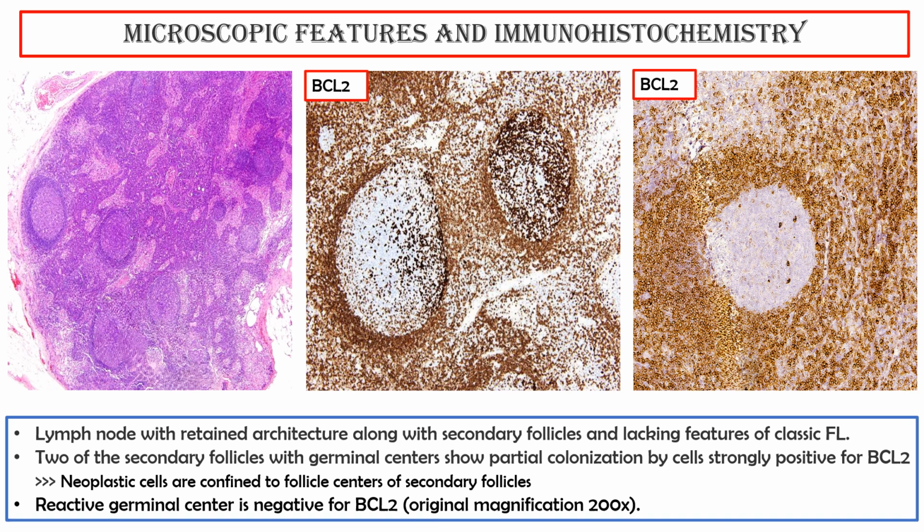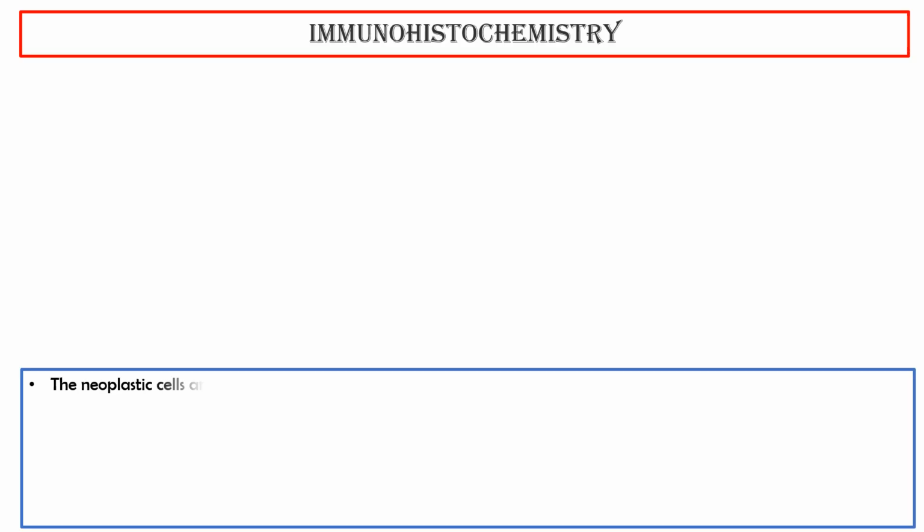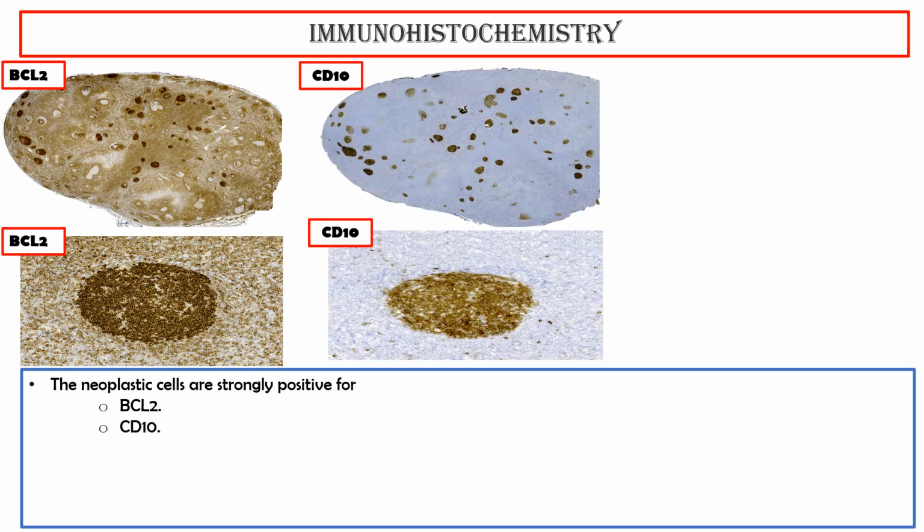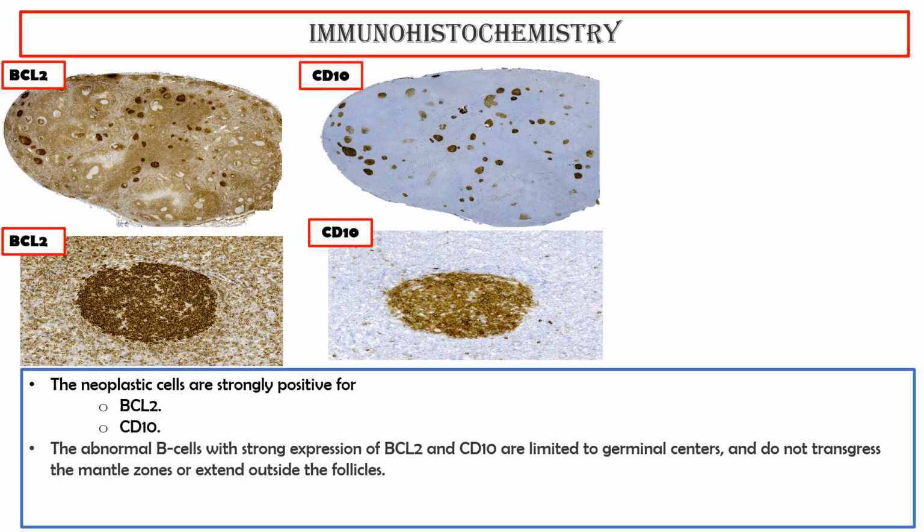Reactive germinal center is negative for BCL2. The neoplastic cells are strongly positive for BCL2, CD10. The abnormal B cells with strong expression of BCL2 and CD10 are limited to germinal centers and do not transgress the mantle zones or extend outside the follicles.